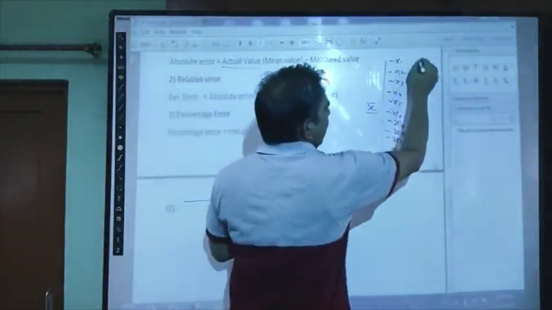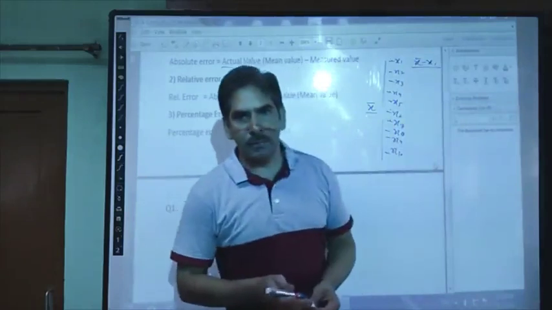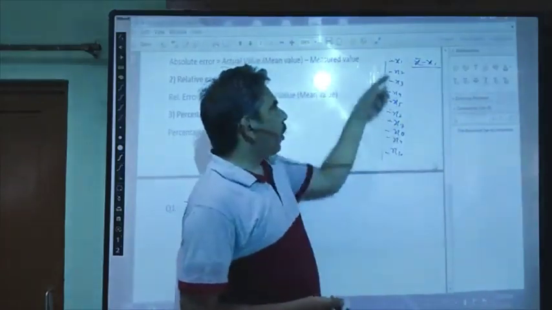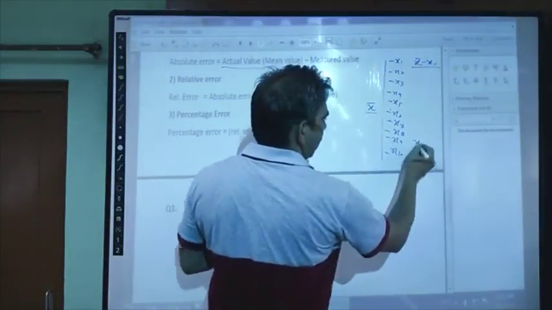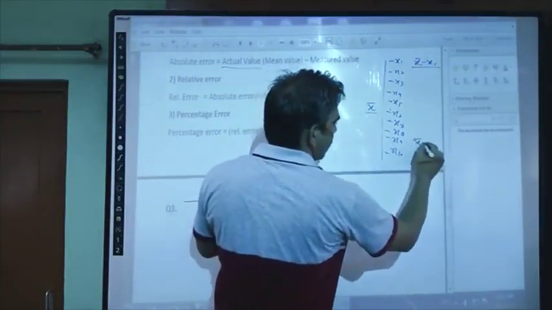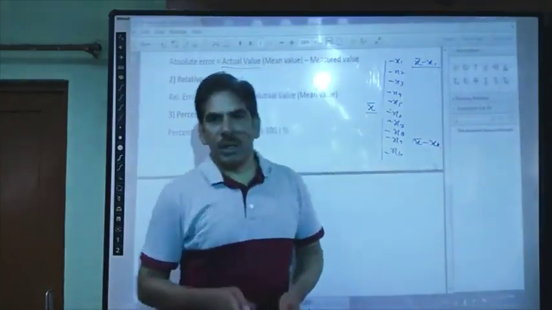So it is x bar minus x1. This is called the absolute error in measurement of the first value. So is the case with the others. For example, for the ninth value, it is x bar minus x9. This is called the absolute error.